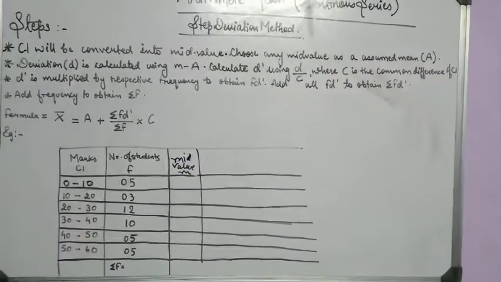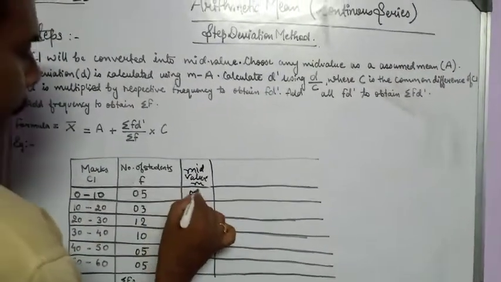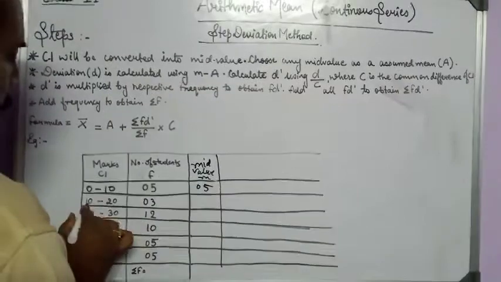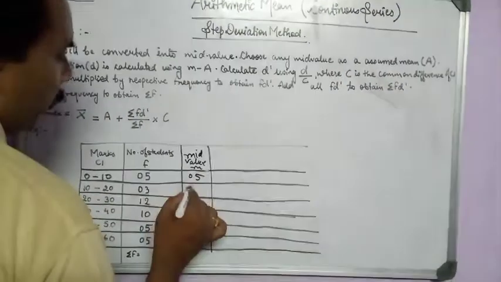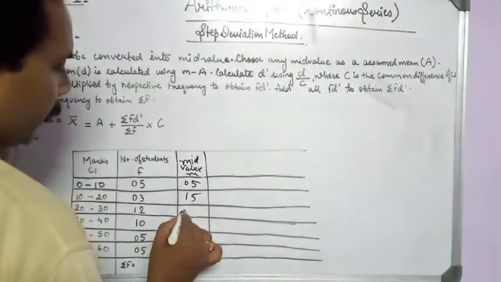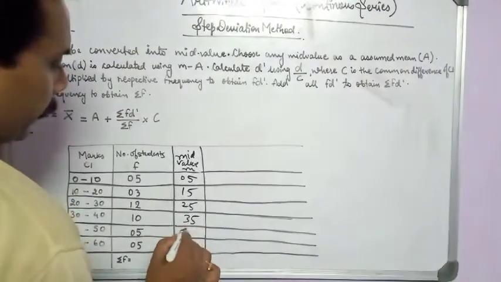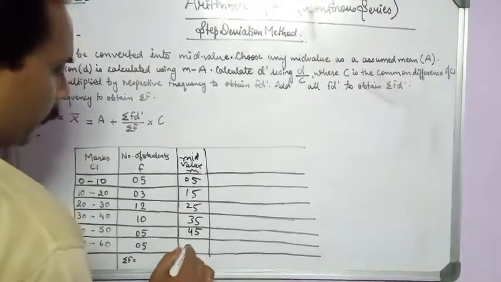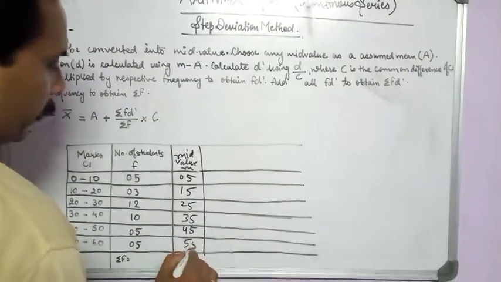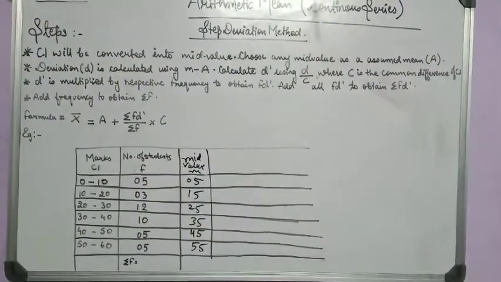So 0 plus 10 divided by 2, 5. Next 10 plus 20, 30 divided by 2, 15. Next 25. Next 35. Next 45. Next 55. Now we have calculated M.